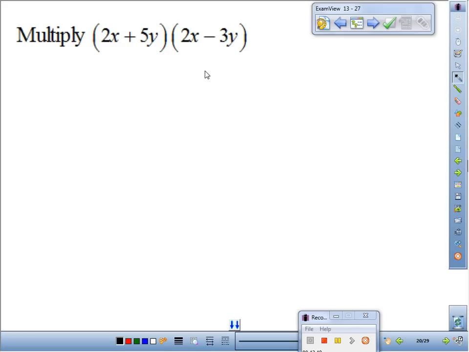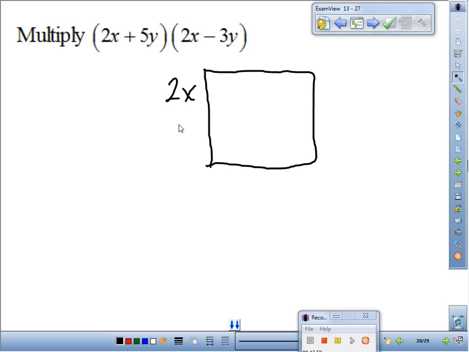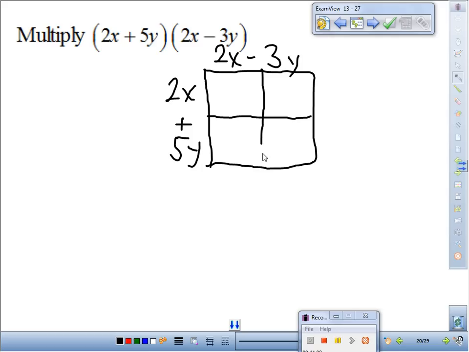Okay, I'm going to use the area model once again. We got 2x plus 5y, line across. This one is 2x minus 3y, line down. So I'm going to start with the first term. This one times these two. So let's see, numbers with numbers, 4x squared. Negative 3 times 2, that's negative 6xy. So far, so good?